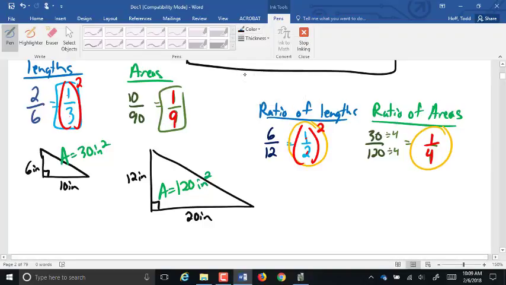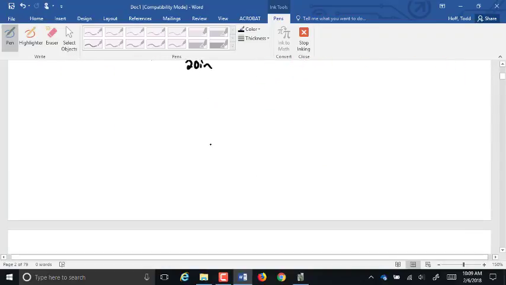Now, in figures like this, it's pretty simple to just find the area of the new figure. But if we have an unusual shape, something like that, for example.